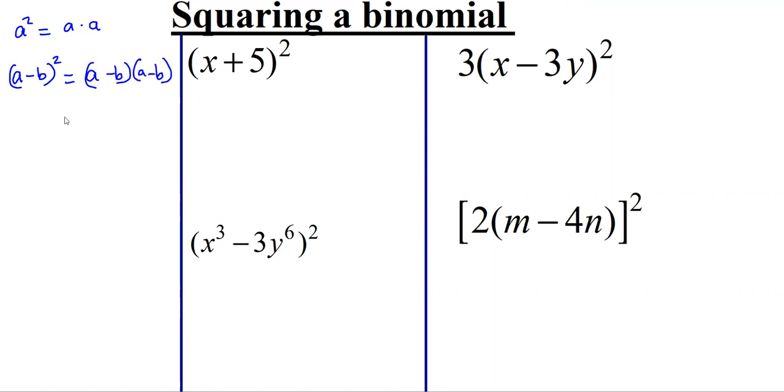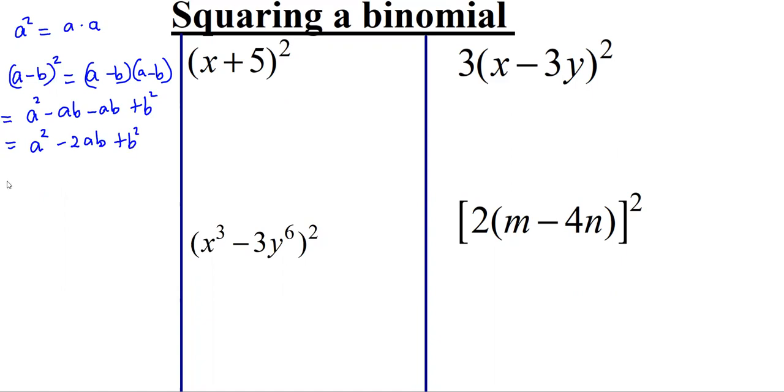If we multiply, let's see what we get. a times a is a squared, then a times b is minus ab, then minus b times a is minus ab, then minus b times minus b is plus b squared. Your final answer in that case is a squared minus 2ab plus b squared.